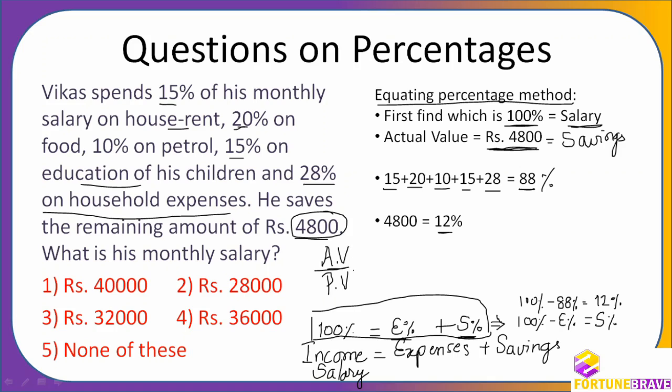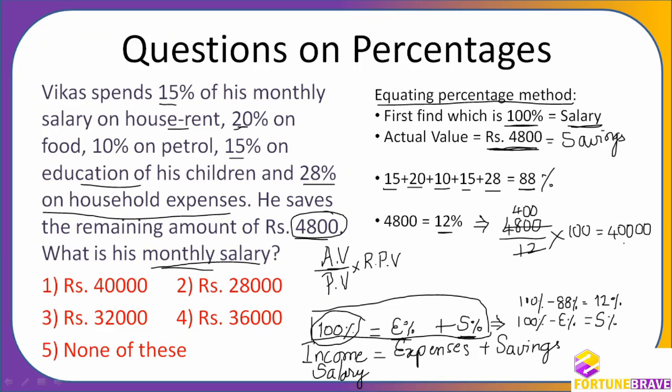we are going to divide the actual value by the percentage value, into the required percentage value, so that we'll get the answer. So now it is 4800 divided by 12, into, we need to find out his monthly salary. Monthly salary means it is 100%, right? So we are going to multiply it with 100. 12 fours are 48 plus 2 zeros, into 100 means another 2 zeros, right?